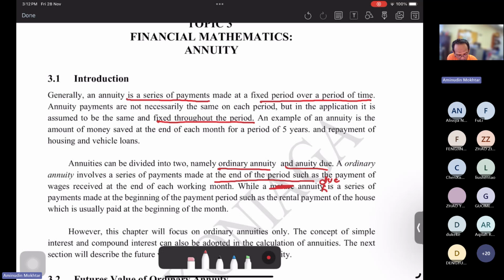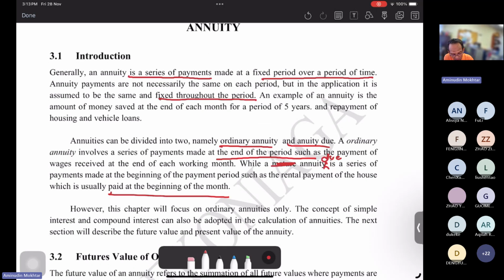For example, the rental payment. When you rent a house, you need to pay the rental fee. Normally, the rental of the house must be paid at the beginning of the month. But in this chapter, for this class, I will focus on ordinary annuity only.